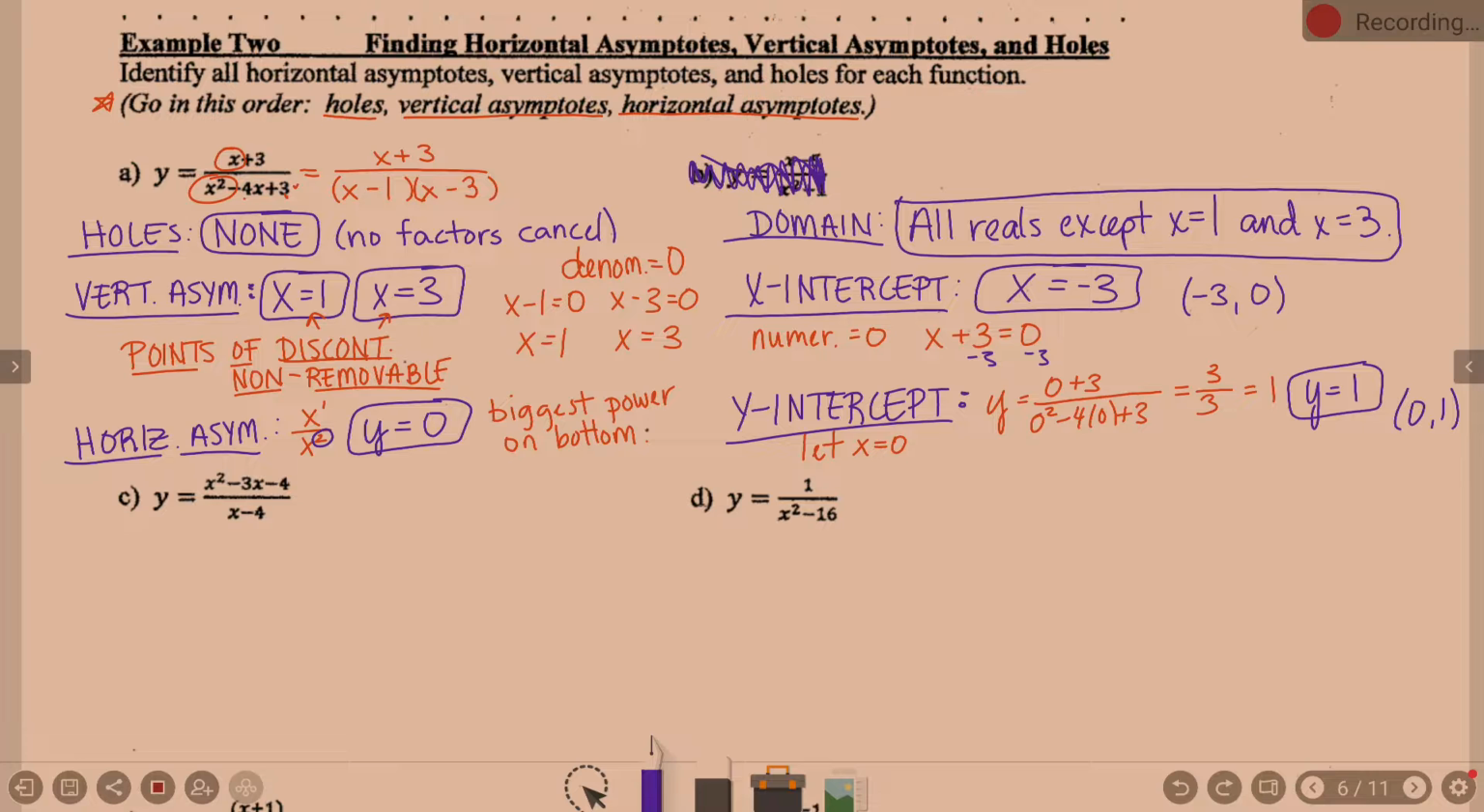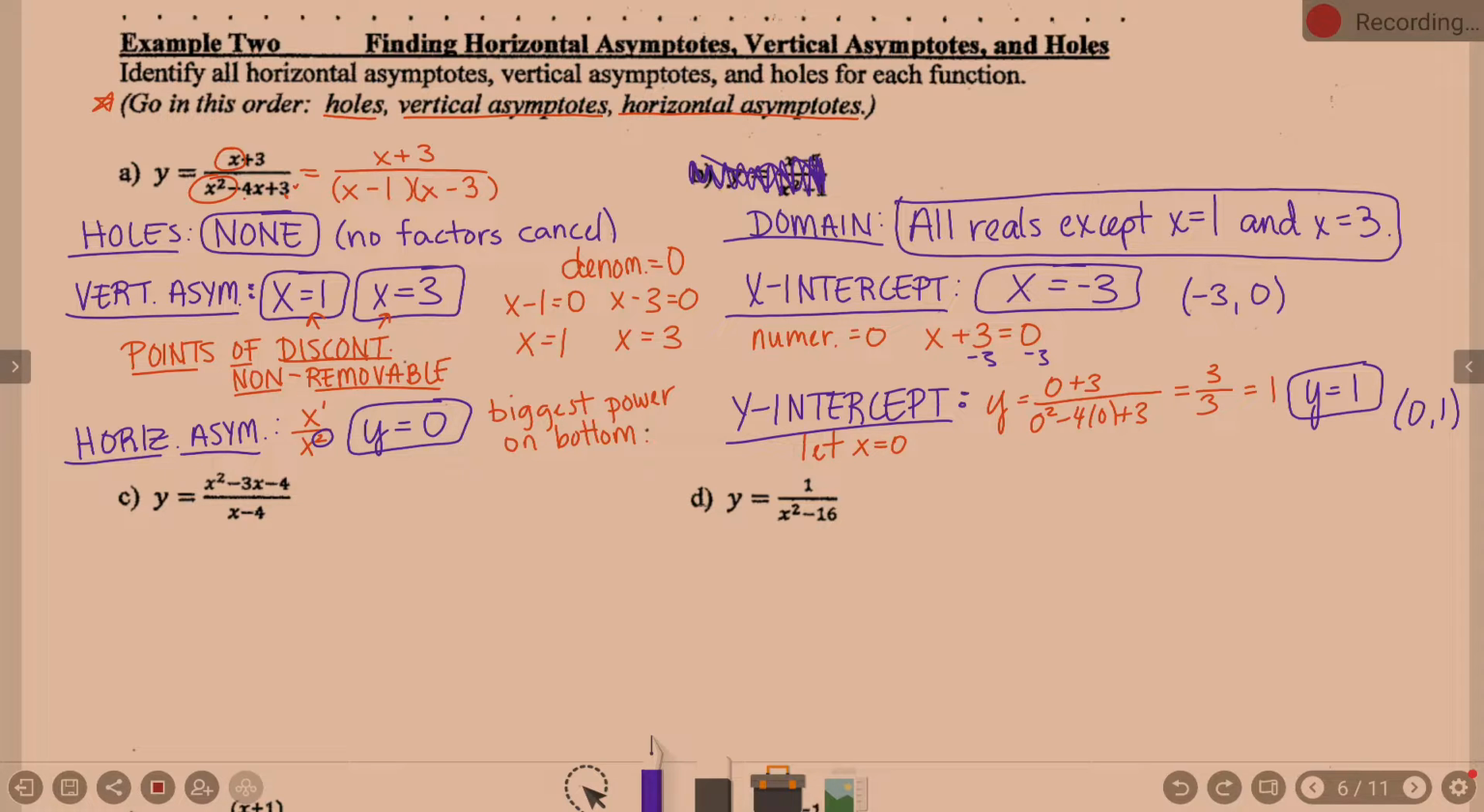Okay. If I type this in on the calculator real quick, what was it? X plus 3 over x squared minus 4x plus 3, right? I want you guys to kind of see all that stuff we just talked about should make some sense here. Think about all the stuff we talked about.